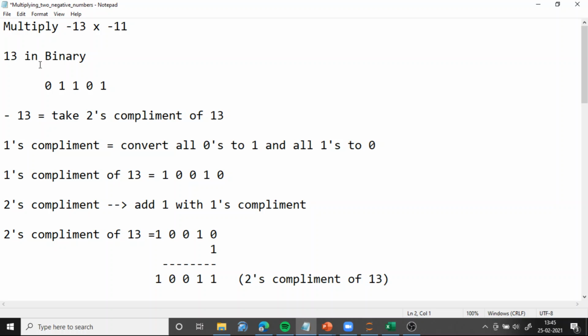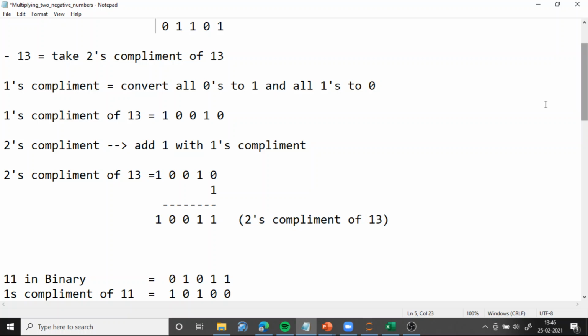Now 13 in binary is 0 1 1 0 1. Now minus 13 means you have to represent it in 2's complement. So take the 2's complement of 13 like how we did already. First take the 1's complement, that is convert all 1's to 0's and all 0's to 1's. So this 0 will become 1, this 1 will become 0, this 1 will become 0, this 0 will become 1 and this 1 will become 0. Now add 1 with that 1's complement to get the 2's complement. So this is the 1's complement part. To this you add 1.